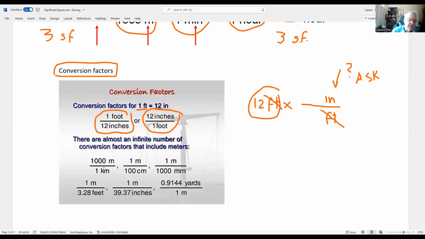Here you have different conversion factors. For example, 1,000 meters is 1 kilometer, or 1 meter is 100 centimeters, or 1 meter is 1,000 millimeters. All these are conversion factors. Same thing here, down. Okay.